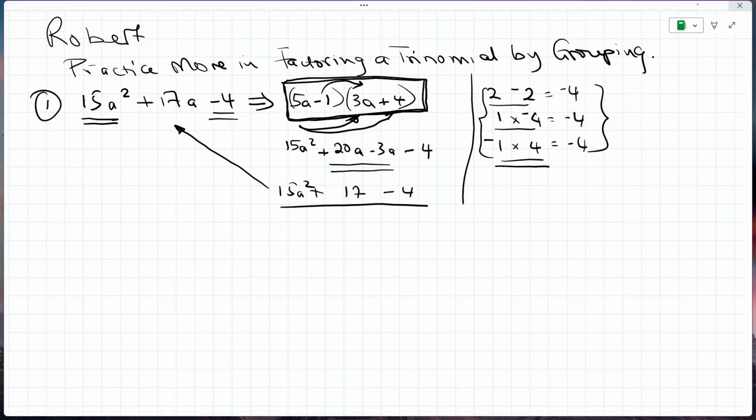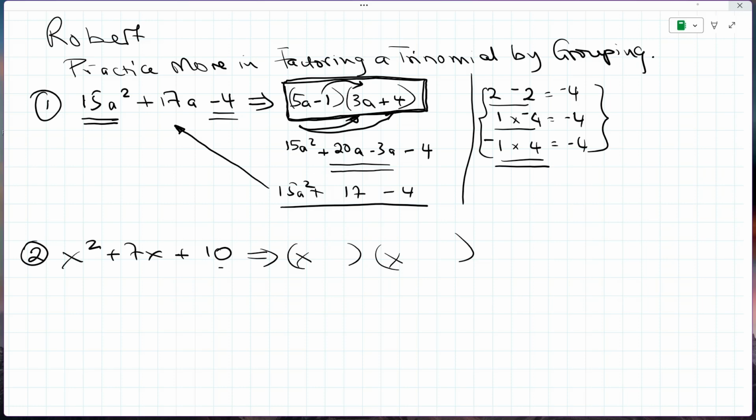Okay, now let's try second example. Number 2, x squared plus 7x plus 10. Again, we use the same method. We are looking for two factors which when multiplied together will give us the original expression. Now this is simpler because x squared here has got a coefficient of 1. So we'll have x there and x there. It doesn't matter where we place the x.